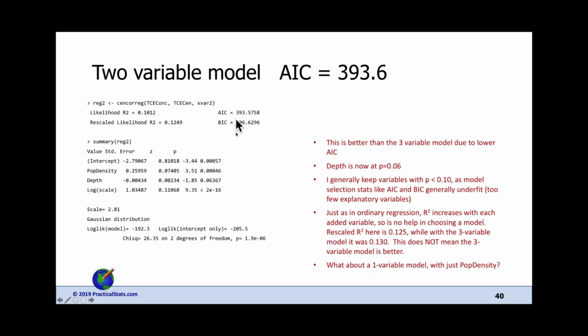So the one with the smallest AIC is the one I generally go with, especially if those additional terms that would get thrown out later have still reasonably low p-values. So anything below 0.1, certainly I would keep in the model.